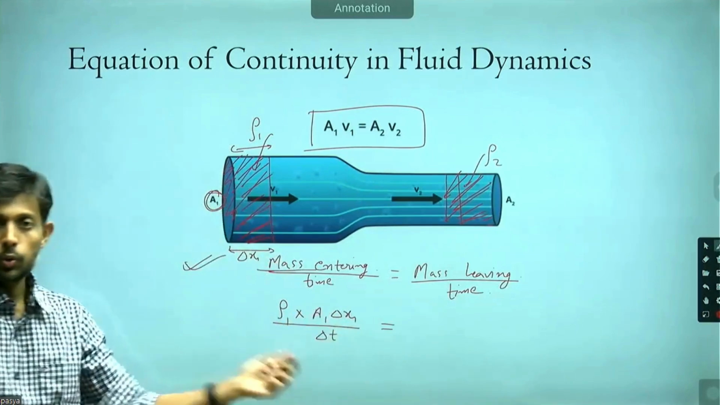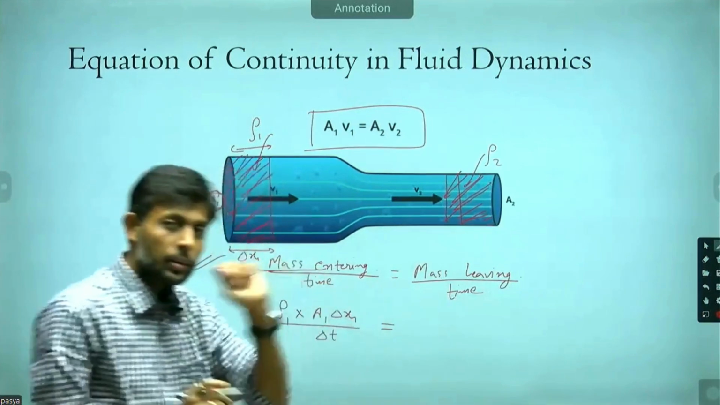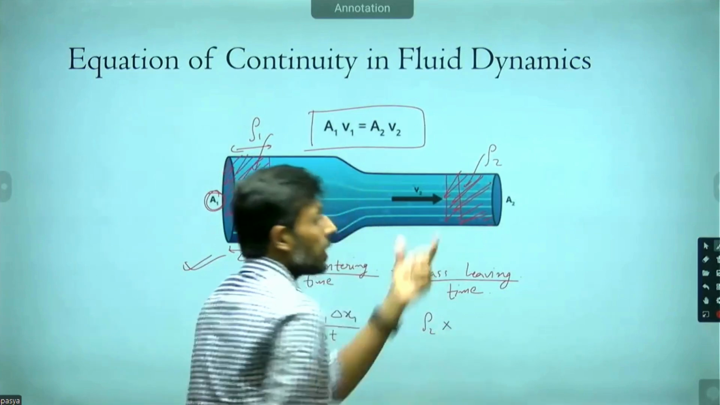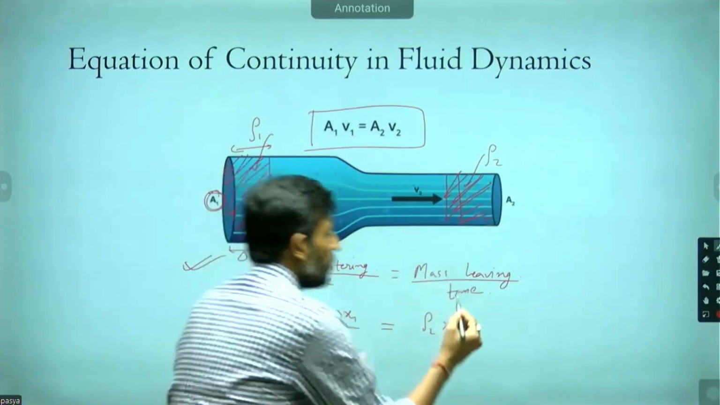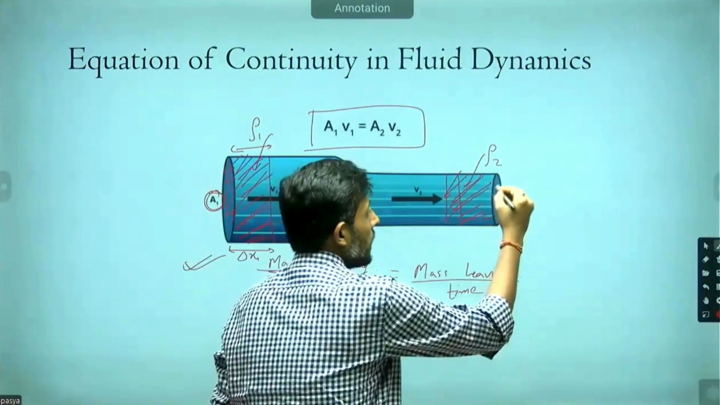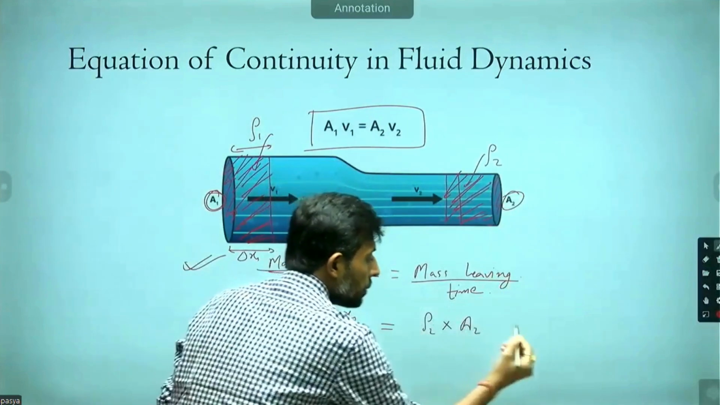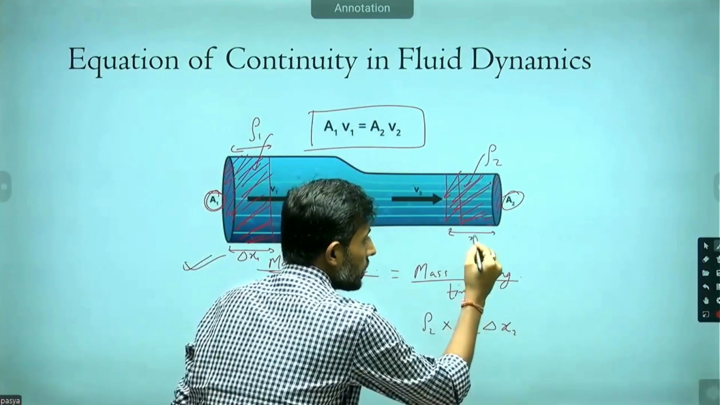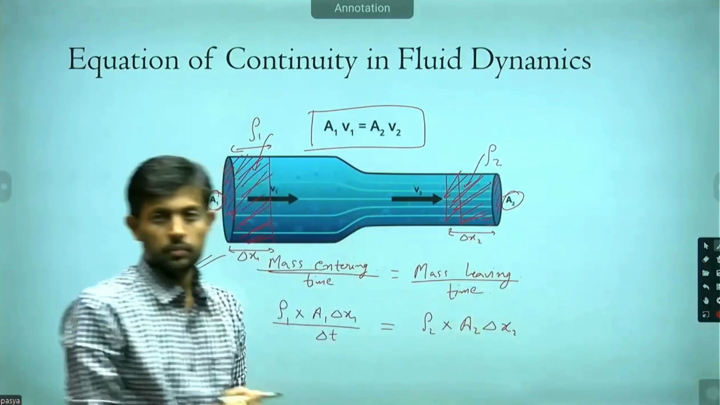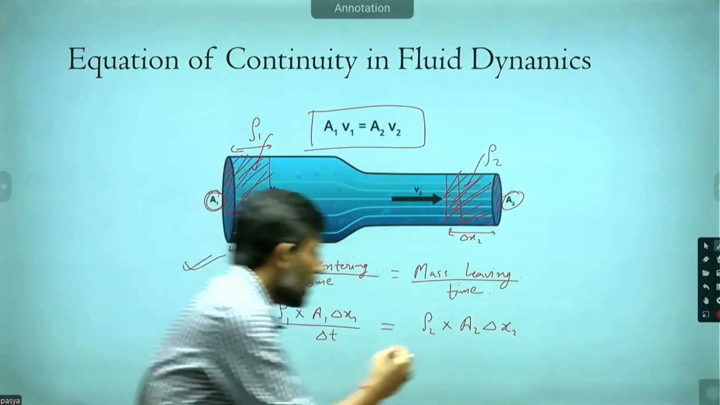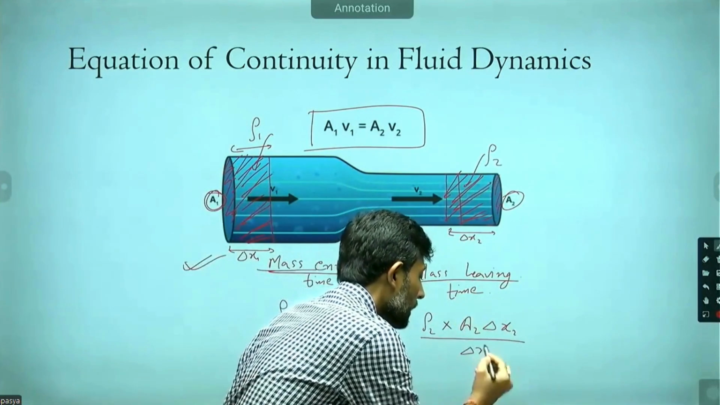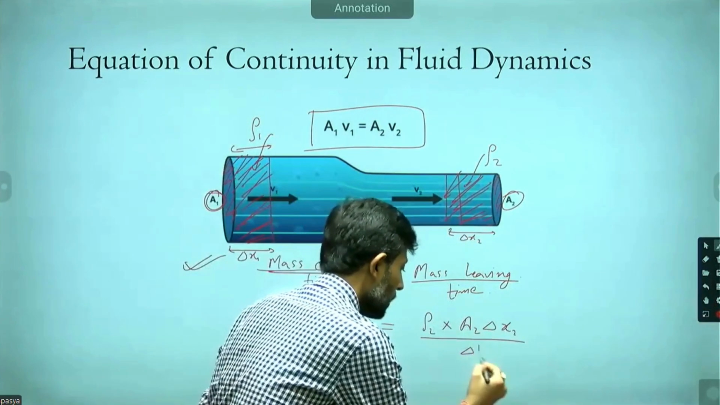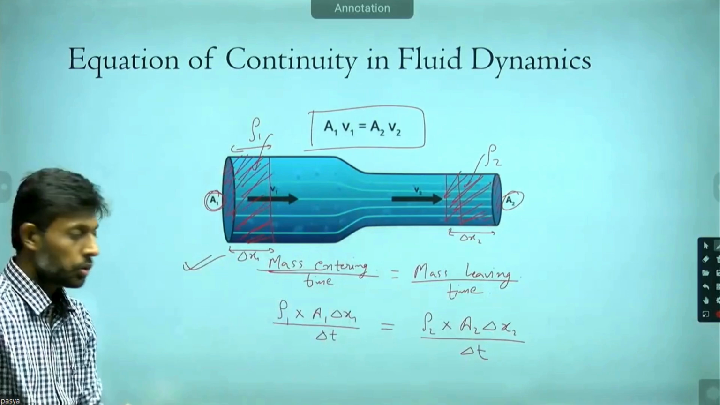This is equal to the mass leaving out. How much is the mass leaving out? It's the density ρ2 multiplied by V2. V2 is this area of cross section A2 multiplied by delta x2, where delta x2 is this length. This divided by delta t, because all this is happening in the same time interval for both.